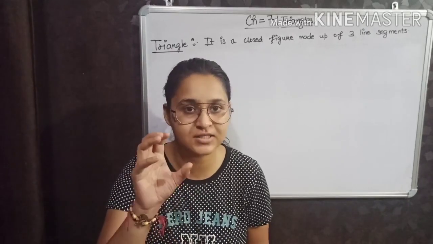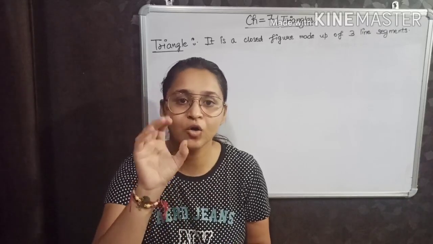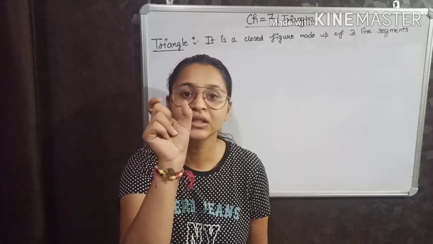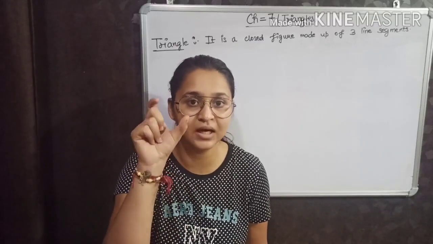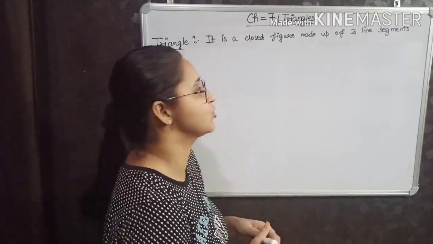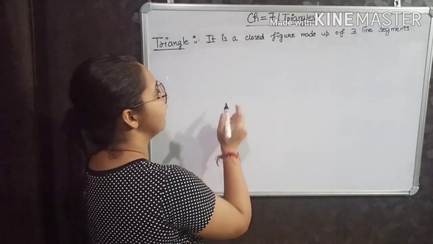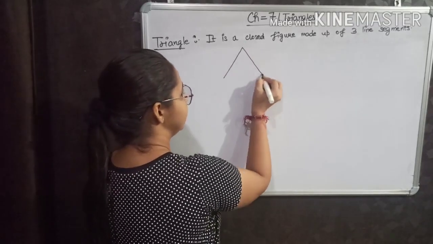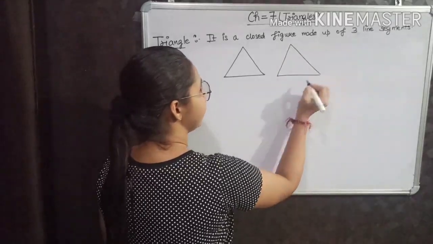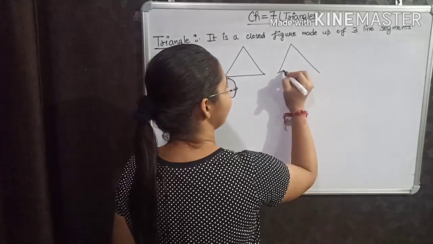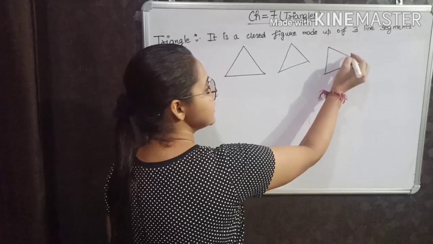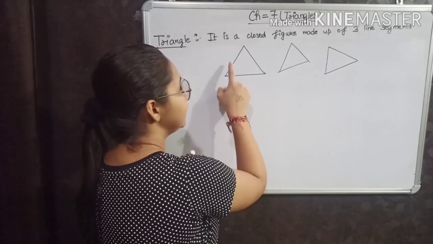First of all, it is a closed figure. It is a closed figure made up of 3 line segments. You have 3 line segments. Line segment means a line that has a fixed length, and it is made up of 3 line segments and is a closed figure. So what will be the shape of a triangle? Triangle means this shape, or you can draw like this, or you can draw like this. These are the figures that have 3 line segments.